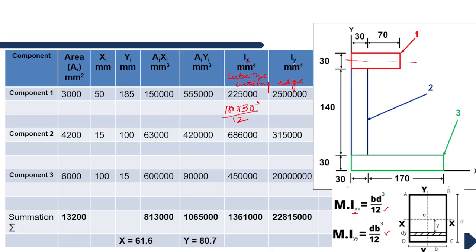Similarly, let's see for y. For component 1, the y-axis will be vertical, so it will be like this. It is cutting this edge, meaning 100. So we'll cube 100, into 30, divided by 12. I will do one more for you, and then I will proceed.